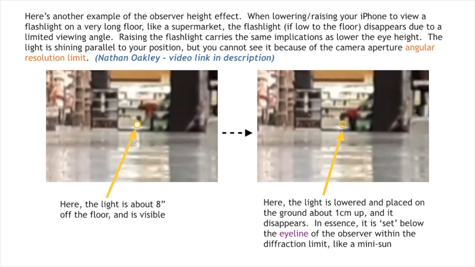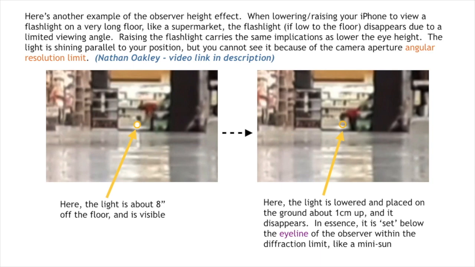Here's another example of the observer height effect when lowering or raising your iPhone to view a flashlight on a very long floor, like a supermarket. The flashlight, if it's low to the floor, disappears due to the limited viewing angle. Again, recalling from the optics of lens systems, we need those two diverging rays to extend through f1 prime and f1 and reconvene and cross to create an image on the back of your retina.